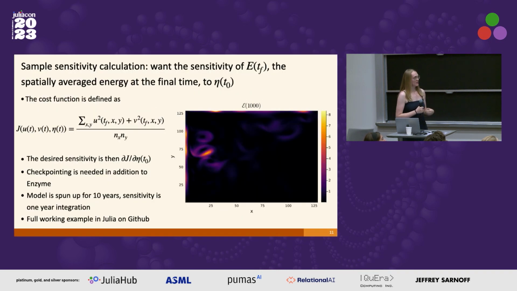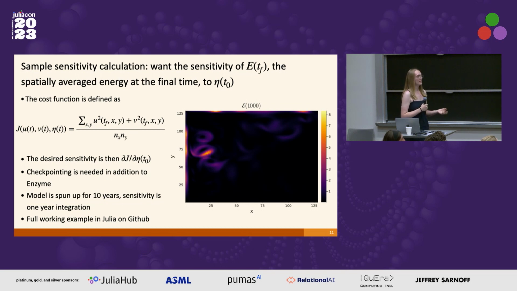So the sample sensitivity I'm going to compute with the adjoint method is, let's say I want to know how sensitive the spatially averaged energy at the final time is to my initial displacement field eta. My cost function is then the sum over u squared and v squared divided by the number of cells in the x direction times the number of cells in the y direction. I'm going to try to compute dJ/d eta of t naught.